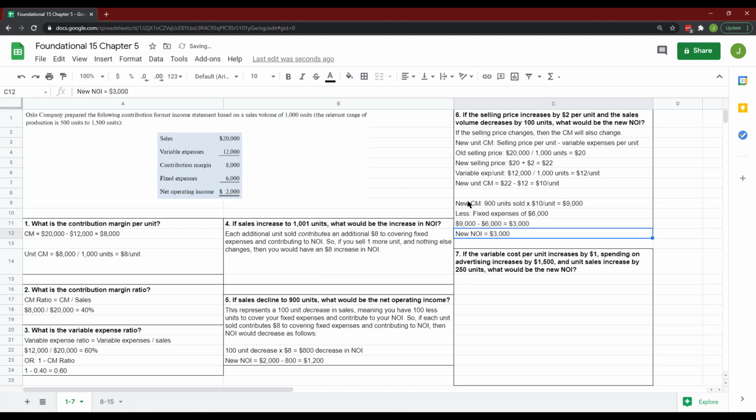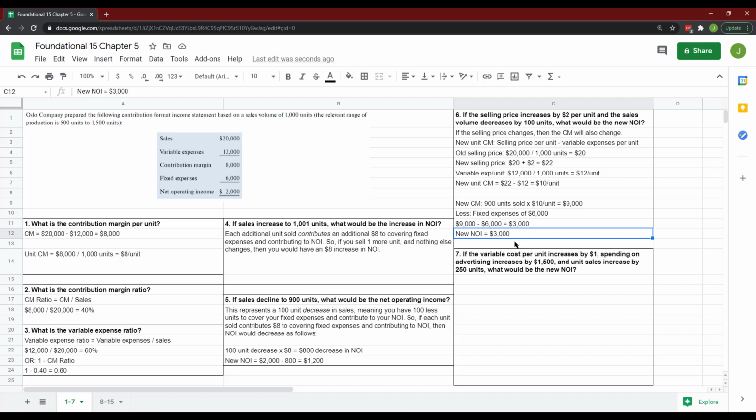Okay, so our new CM, our new contribution margin, would simply be the 900 units sold, right? If we sold 1,000 and we're selling 100 less, that's 900 units sold times the $10 per unit CM. That's a contribution margin in dollars of $9,000. Well, the new CM minus the fixed expenses, those didn't change, minus $6,000, would leave us with a net operating income of $3,000.